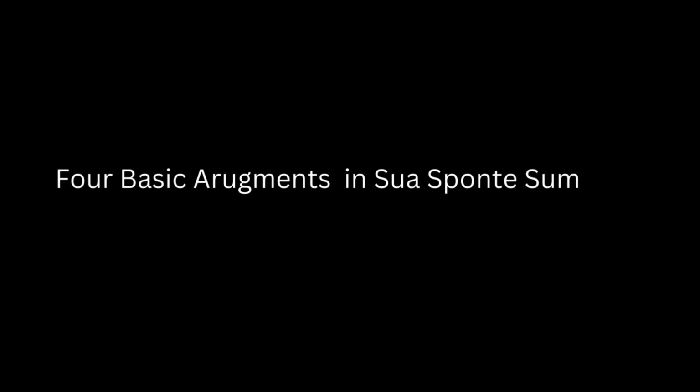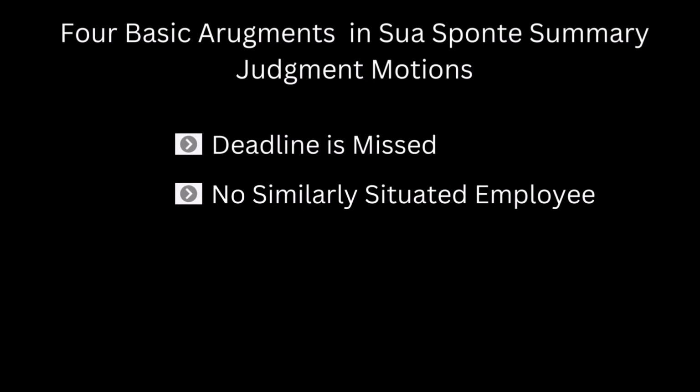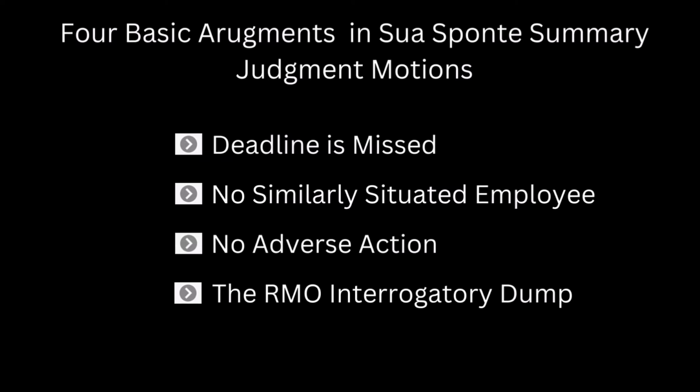Let us take a look at the four basic arguments that an administrative judge is going to raise in a sua sponte summary judgment motion. The first one, there was a missed deadline. The second one, there is no similarly situated employee. The third one, there's no adverse action. Whatever happened to this person didn't rise to the level of a tangible action. The fourth one, what I like to call the RMO interrogatory dump, which basically means that the administrative judge has taken everything the responsible management officials have stated in their affidavits and has demanded that you respond to each and every one of those statements. Let us go through each of those arguments.